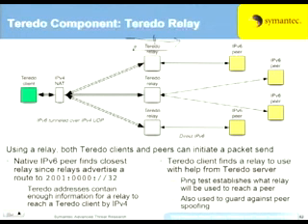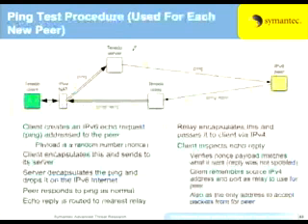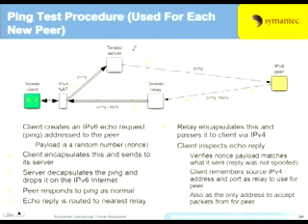Now it's a little more work for the client. That's because it needs to find out what relay to use to reach a specific peer. So it gets some help from the server for this in what I call the ping test. How this ping test works is that the client creates an echo request destined for the peer, an IPv6 ping, where the payload is a random number that it produces.